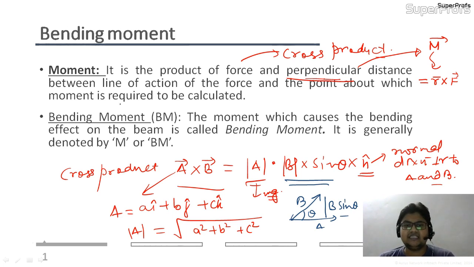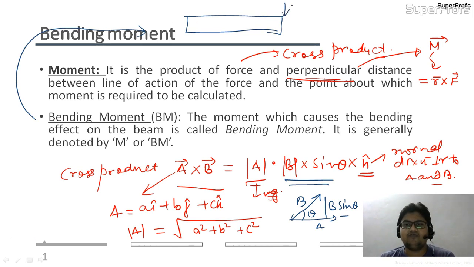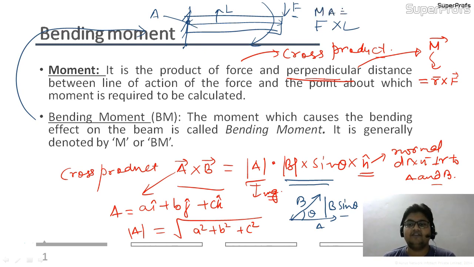Suppose this is my beam, and a force F is acting on this member. This end is fixed. Suppose I ask you to find the moment of this force about point A, which is lying on the fixed support. If the distance of point A from the point of application of the force is L, then the moment at A is nothing but F into L.